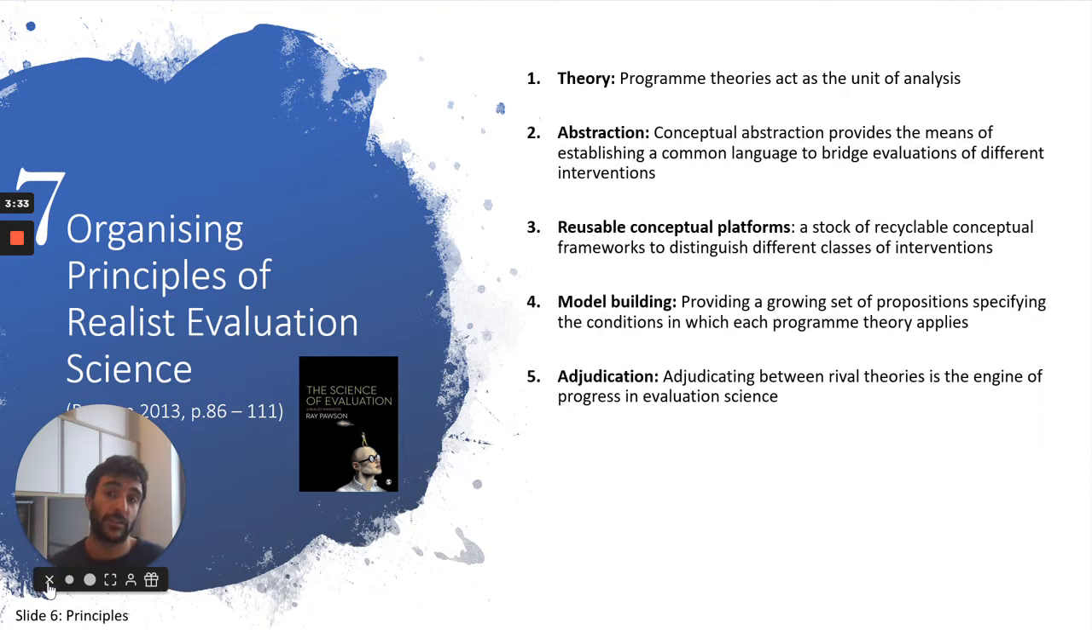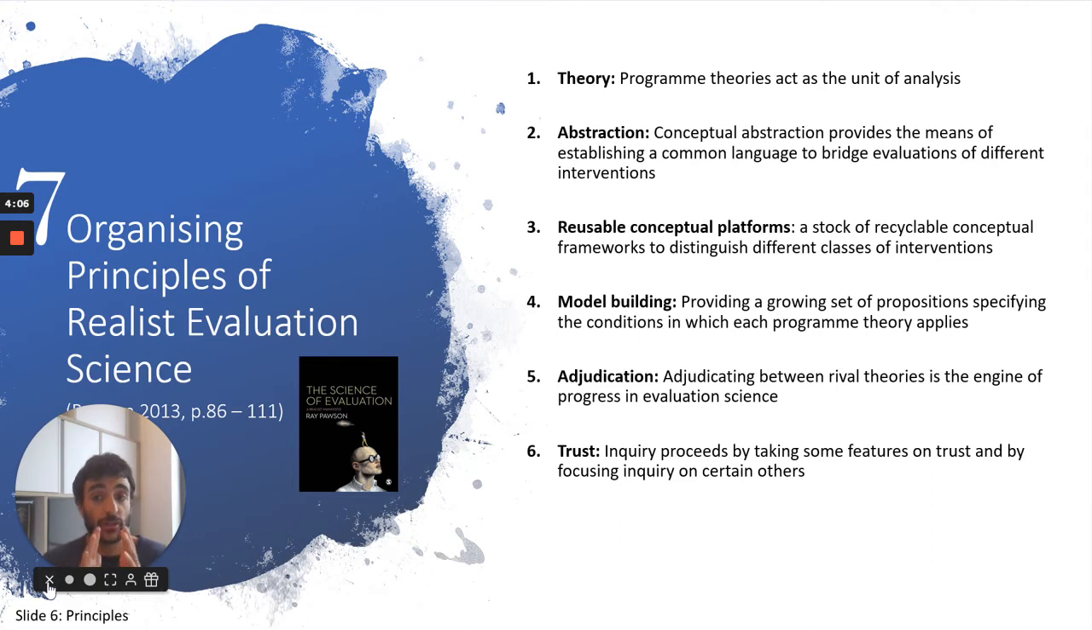That's the fourth organizing principle. Fifthly, what is very important is adjudication. Adjudication between rival theories, because for every situation, there are different theories that can help you to explain something. And so the idea of realist evaluation science is to adjudicate between those rival theories and say, okay, this theory works here in this specific situation, this theory works here in this specific situation. So it's not necessarily about throwing away rival theories or theories that don't work, but it's more defining the scope of a specific theory.